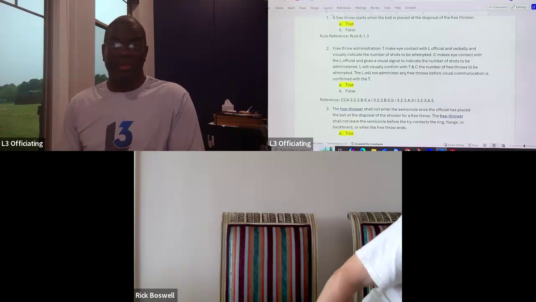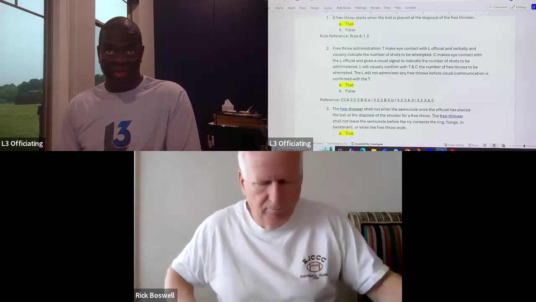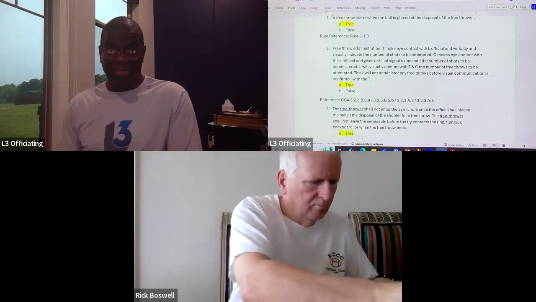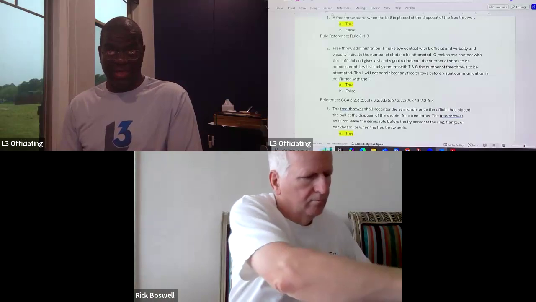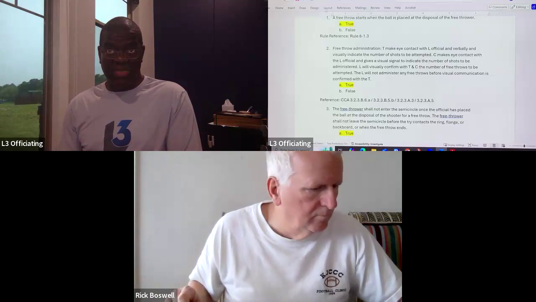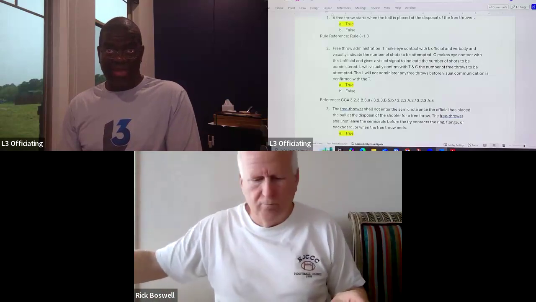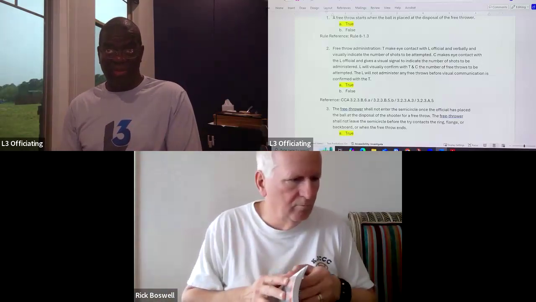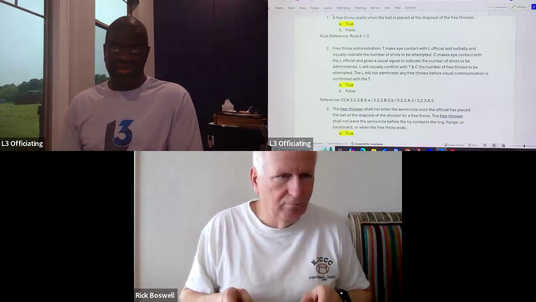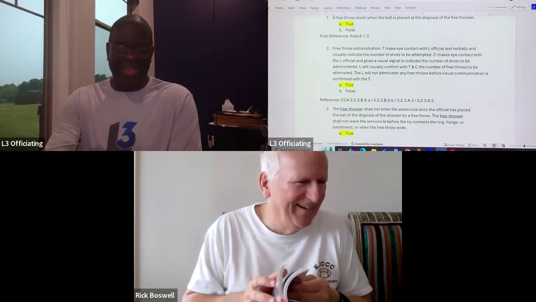Free throw administration. Your trail should make eye contact with the lead official and verbally and visually indicate the number of shots to be attempted. C also makes eye contact with the lead official and gives a visual signal to indicate the number of shots to be administered. Lead will visually confirm with T and C the number of free throws to be attempted. The lead will not administer any free throws before visual communication is confirmed with the trail. And the answer to this is true, with about 8 references.